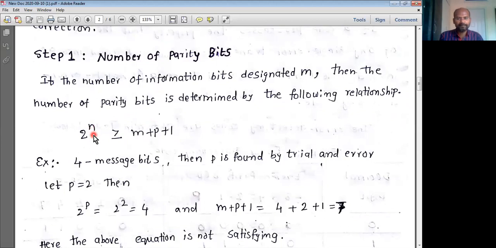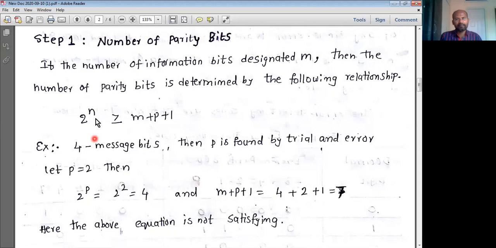Wait, it is not n. I'm sorry, it should be p, where p is the number of parity bits required. Now we are interested in calculating p given m. How do you find p? By using the trial and error method.